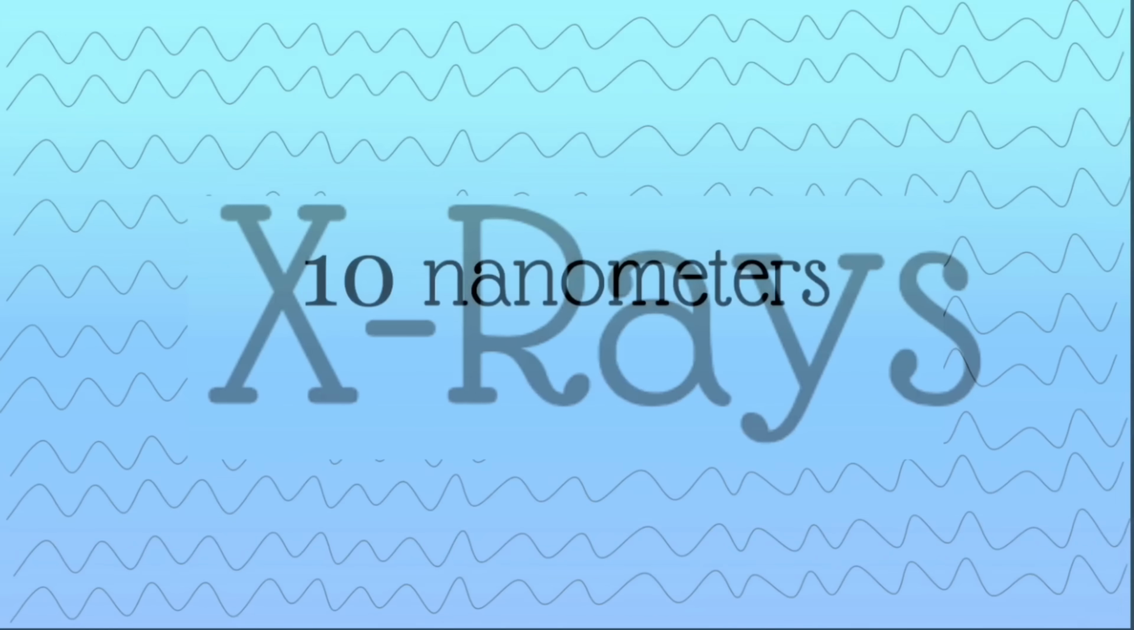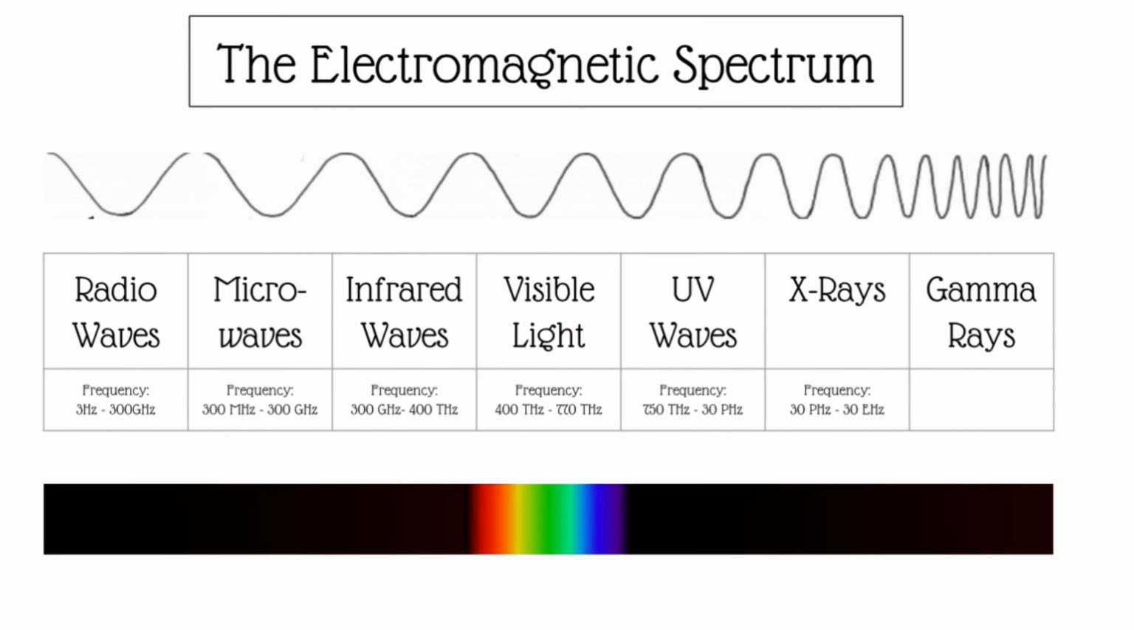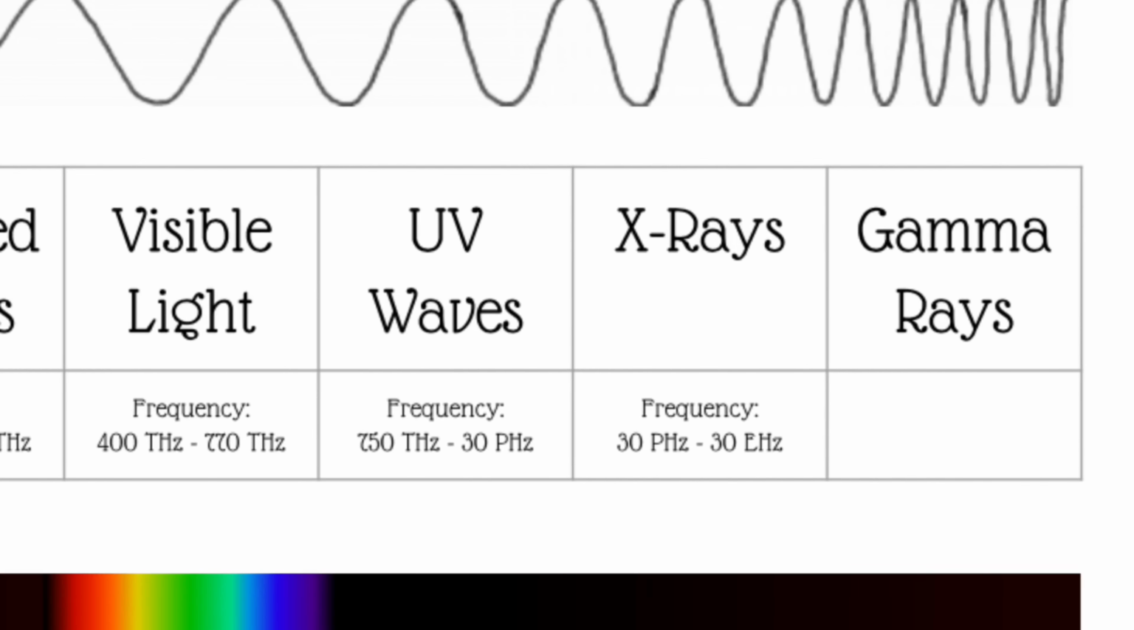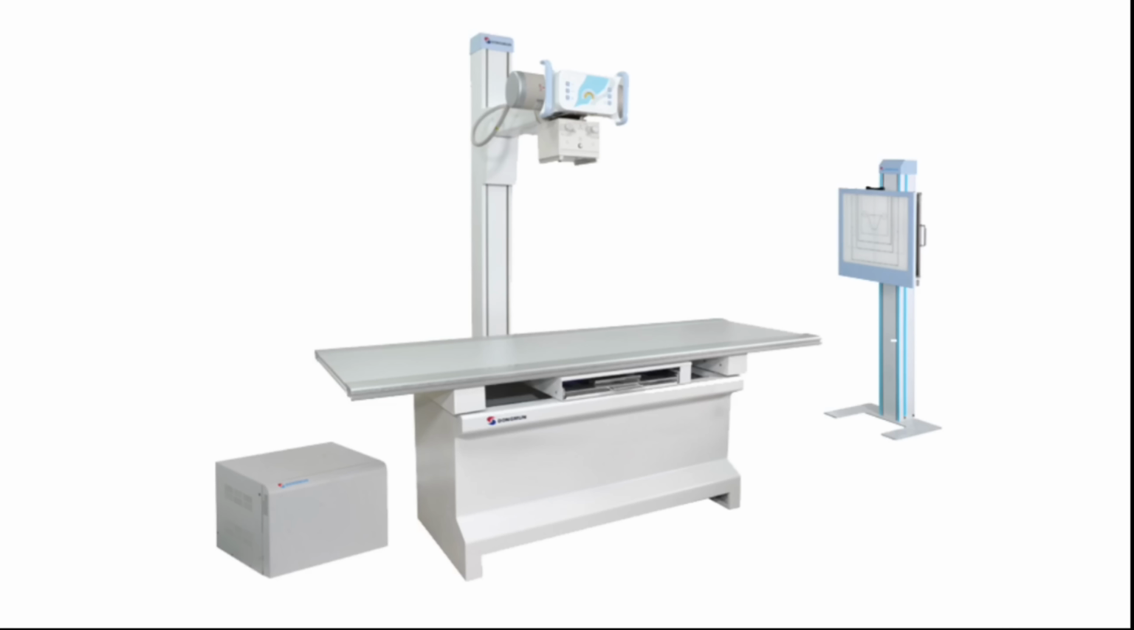X-rays have a wavelength ranging from 10 nanometers to 0.01 nanometers, about the size of a single atom. Their frequency ranges from 30 petahertz to 30 exahertz. Similar to microwaves, X-rays have something named after them that can often cause a little confusion. When I say X-rays, I'm referring to the form of electromagnetic radiation. This is not the same as an X-ray machine, which uses these X-rays to create X-ray images.